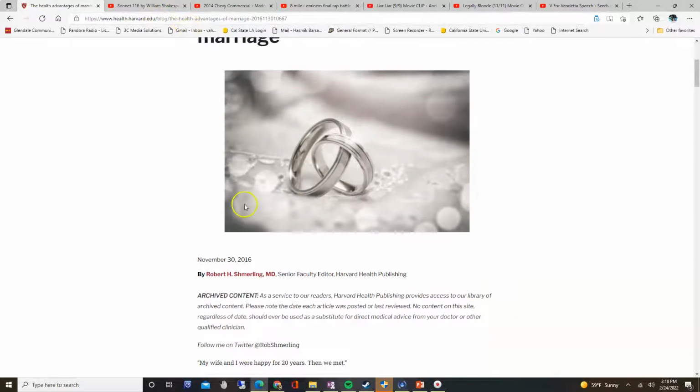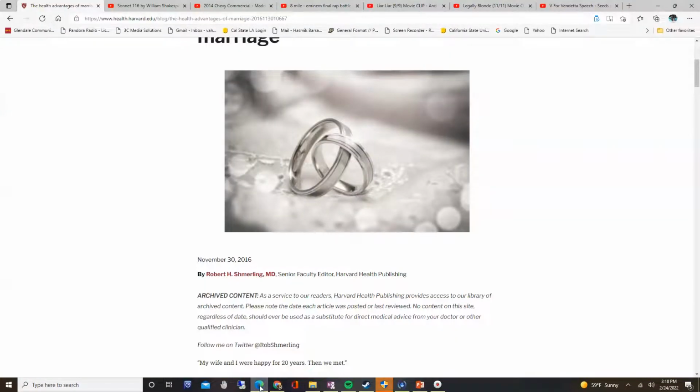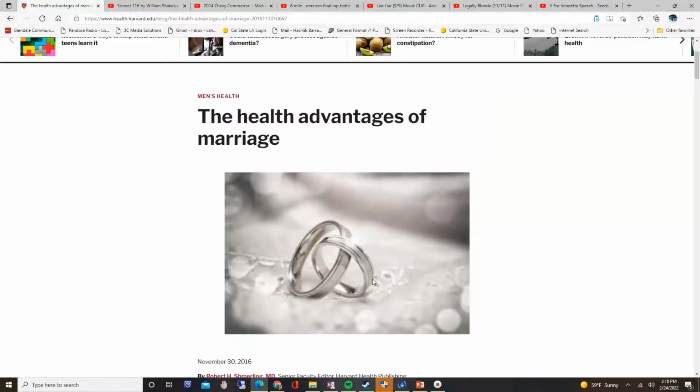Now, according to the rules, and I'm going to go back to it so we can look at it back and forth, it says identify the author, identify the place of publication, and the title. So let's see if we can do this. Who is the author? Right here, Robert Schmerling. What is the place of publication? It's actually written down here, Harvard Health. This is obviously a segment of Harvard University. And then, of course, the title of this is called The Health Advantages of Marriage.